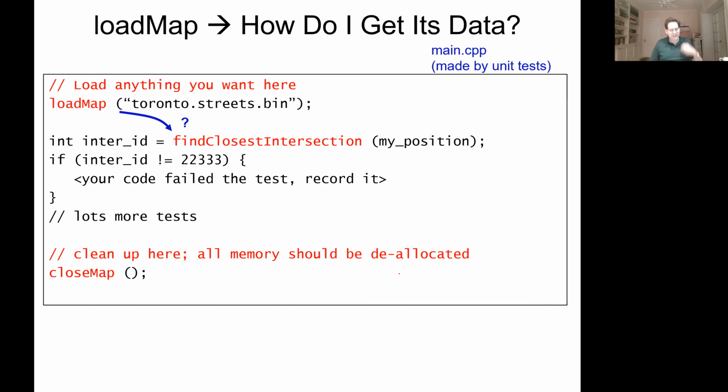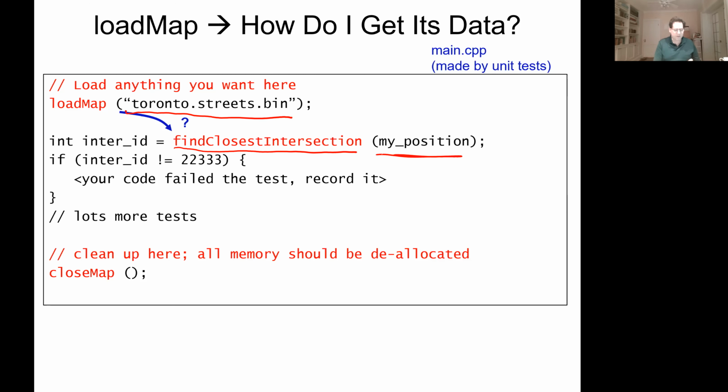Okay, how do we get the data from load map to these functions? So you call load map. Load map is called by these unit tests. It's just passed the name of a map or a binary data file. And then we call things like find closest intersection, which is just passed a latitude and longitude position. It's not passed any other data structure.